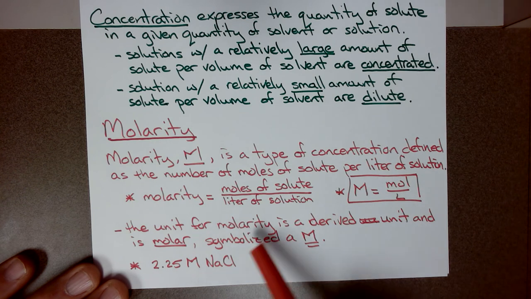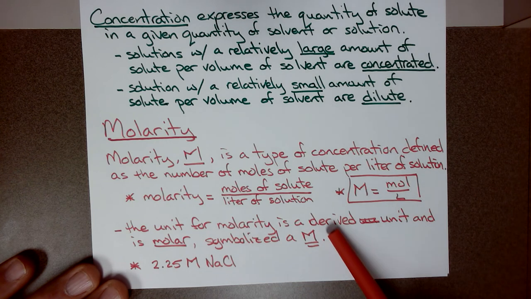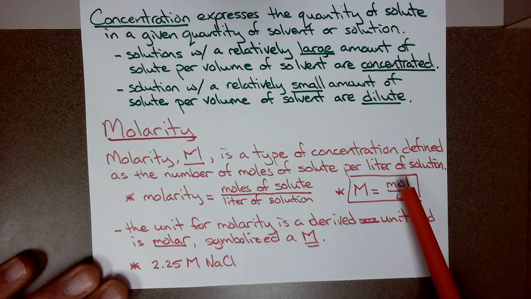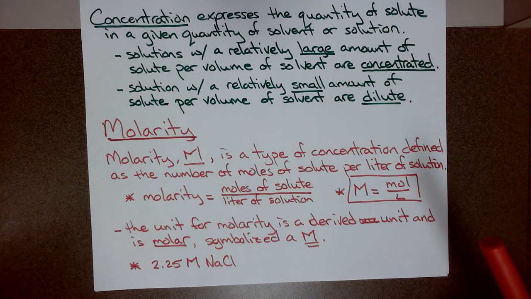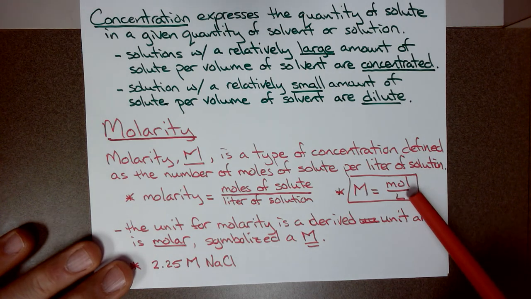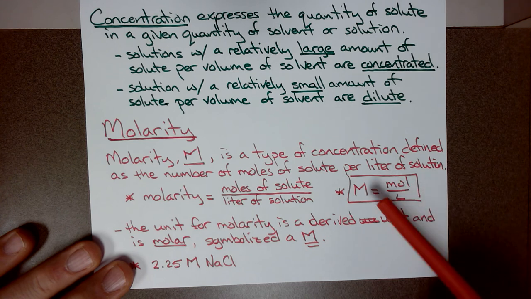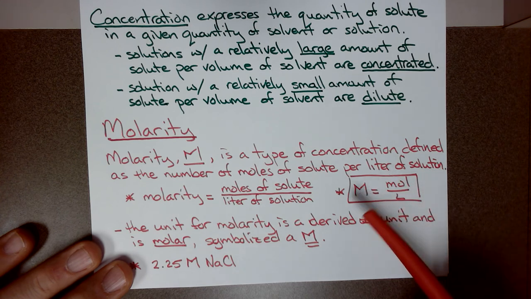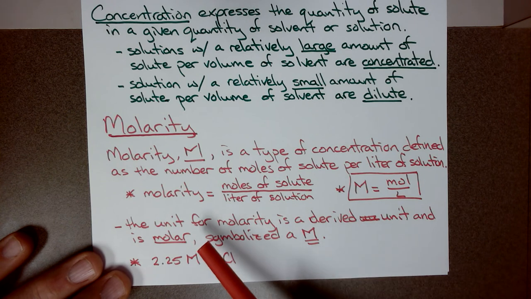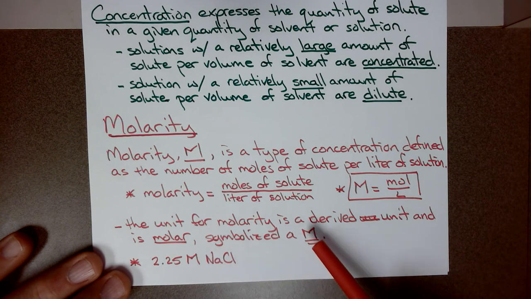The unit for molarity is a derived unit. That means it has two direct measurements in it, moles and volume, and so we can use that as a conversion factor to go from moles to liters and back and forth. But we represent it with a capital M. So again, it's a derived unit. We call it molar, and it's symbolized with the capital M.